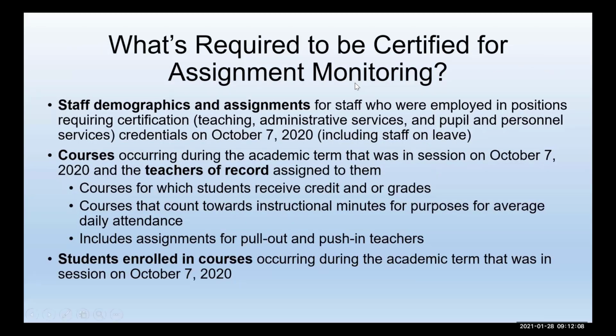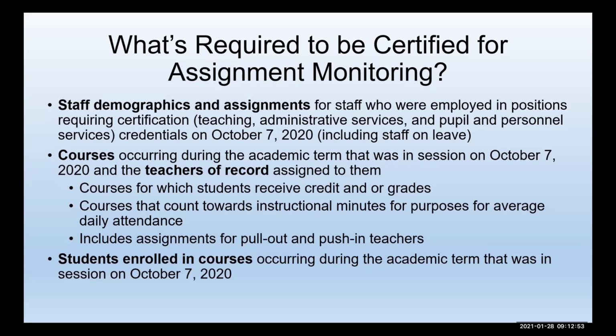So in terms of what's required in each of those separate files that I was talking about, we've got several things. Staff demographics and assignments are submitted for people that were employed in positions requiring certification. What I mean by that is teaching positions, administrative services positions, and pupil and personnel services positions. So if you have any individuals that were serving in those positions, they should be reported for purposes of Fall 2. Again, this is folks that were teaching, providing administrative services or pupil or personnel services on Census Day, which is October 7th.